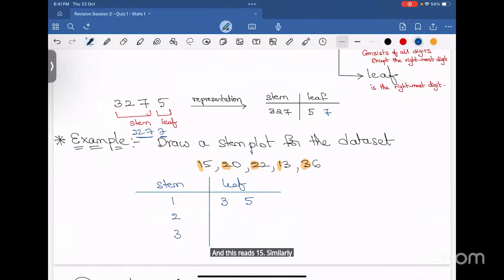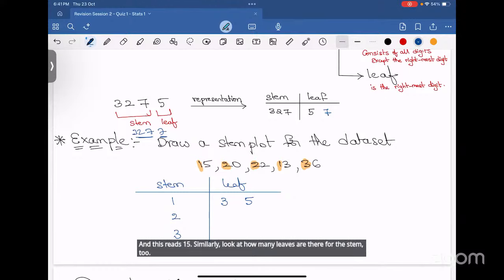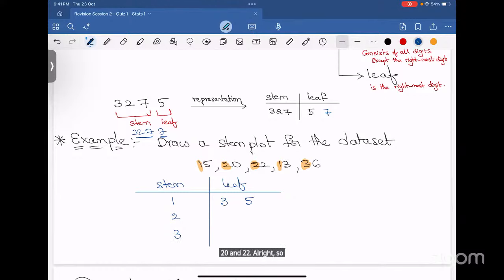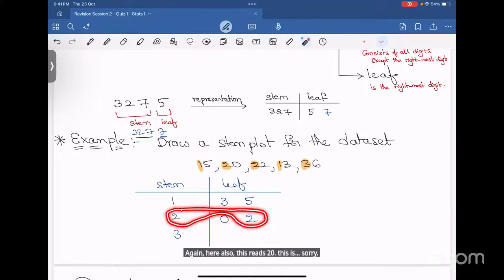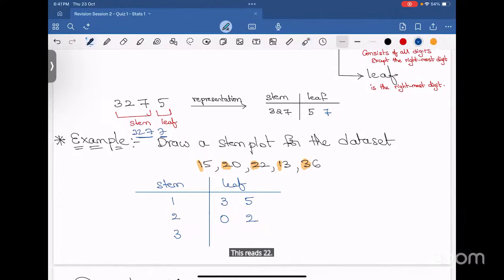Similarly, look at how many leaves are there for the stem 2. 20 and 22, right? So we'll have 0 and 2. Again, here also this reads 20, and this reads 22. And finally, stem 3 has only one leaf, which is 6. And this is the stem and leaf plot.